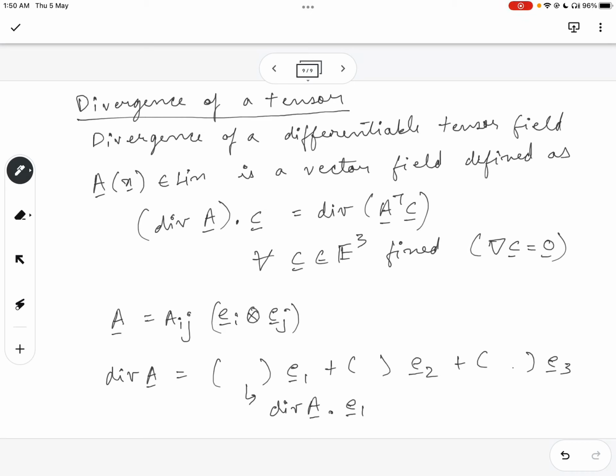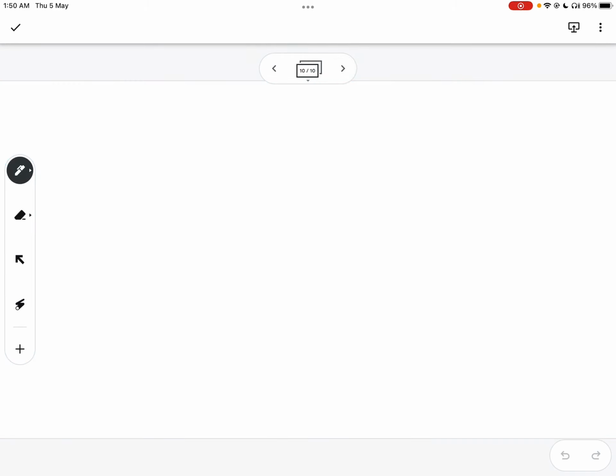So by the definition of the divergence, we can put C as E1, E2 and E3 to get the components of the divergence. Therefore, divergence A dot E1 is, by the definition, divergence A transpose E1.